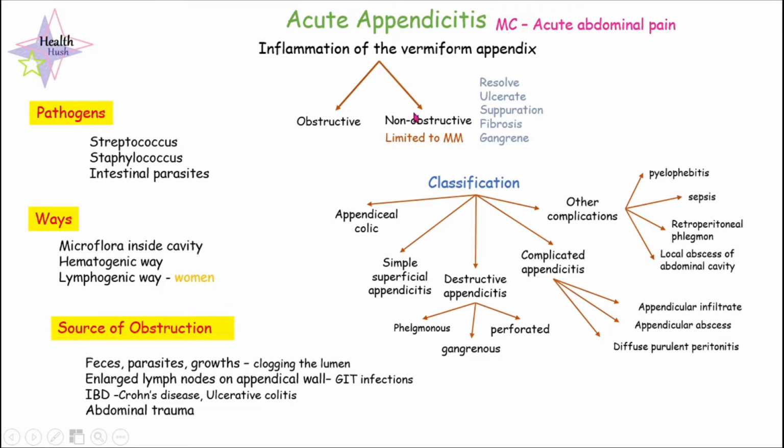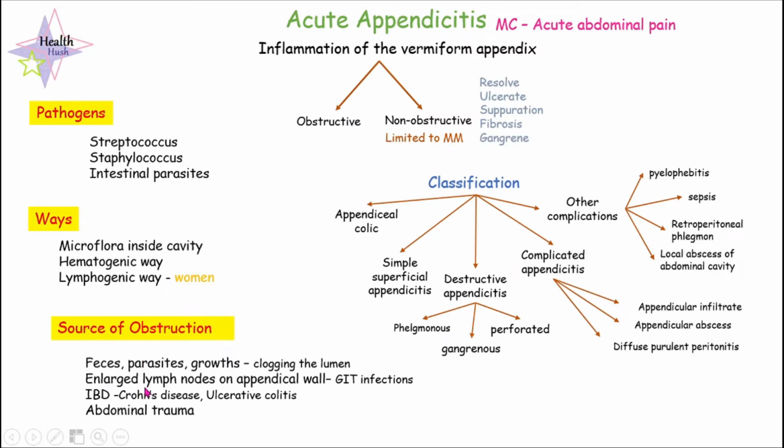If you see the two variants, obstructive and non-obstructive types, with the name itself you can understand: obstructive is something obstructing the lumen of the appendix, which can be caused by several reasons. Here we see the sources of obstruction, which include first feces, parasites, and growths, which can result in clogging the lumen. And obviously, if the mucus which is produced inside the appendix is unable to move out and clear, there are bacteria inside, and this will cause an overgrowth of these bacteria, which can infiltrate the wall of the appendix and cause inflammation, and which will later result in more severe complications.